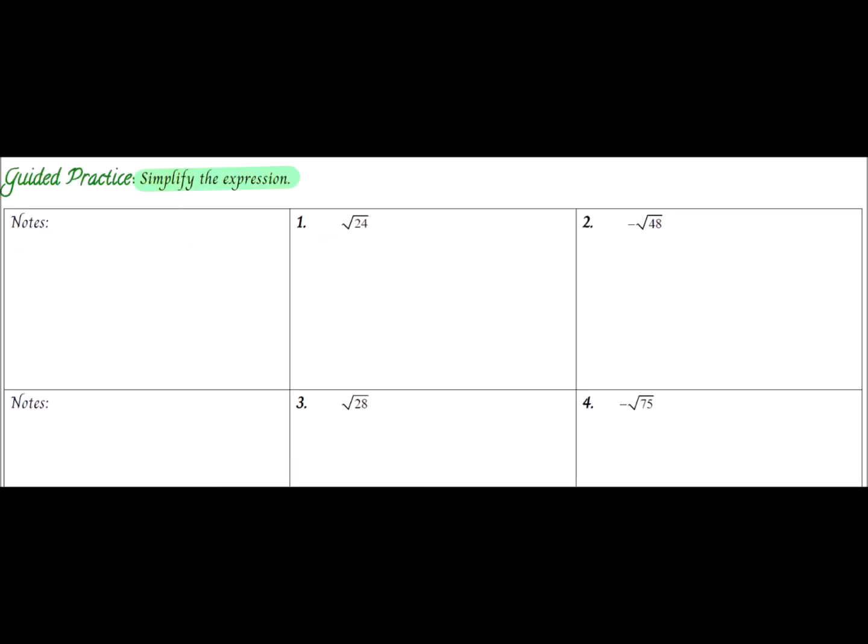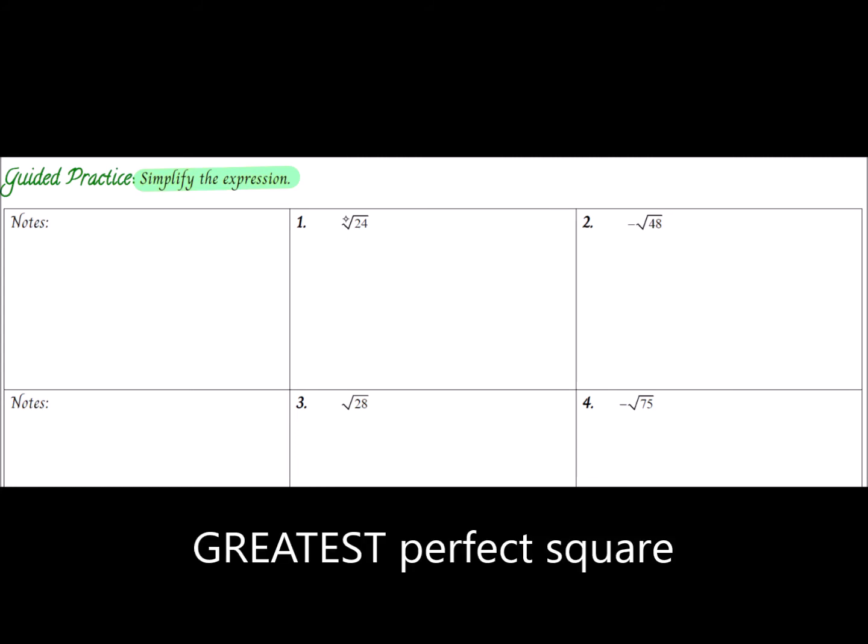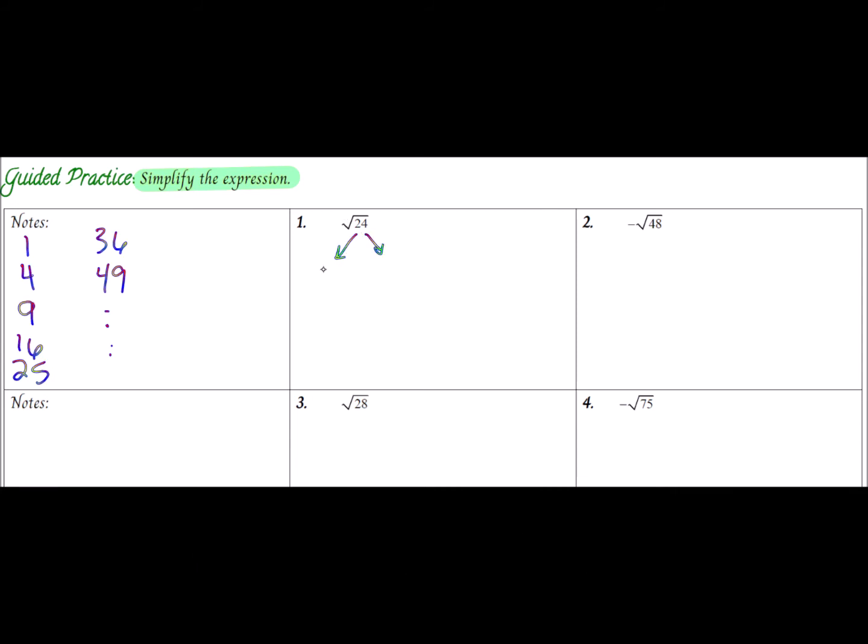On the guided practice, we're going to simplify the expressions. We're going to practice simplifying the radical. Think about what two numbers multiply to 24, especially with one of them being a perfect square. To my mind, you've got the square root of 4 times the square root of 6. 4 times 6 is 24.